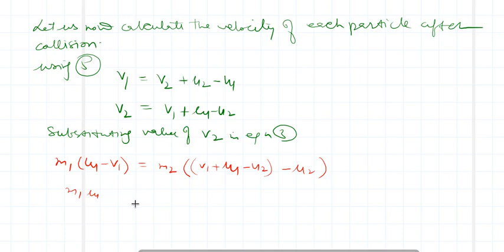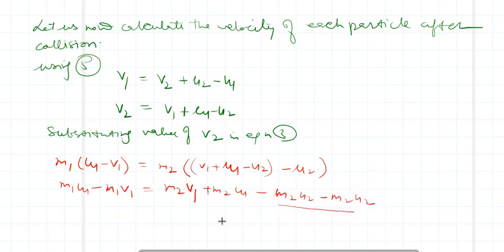Sorry, I'm interested in calculating the value of V1 from here, because I have eliminated V2. So it is M1 U1 minus M1 V1 is equal to M2 V1 plus M2 U1 minus M2 U2. So both M2 U2 terms can be put together.